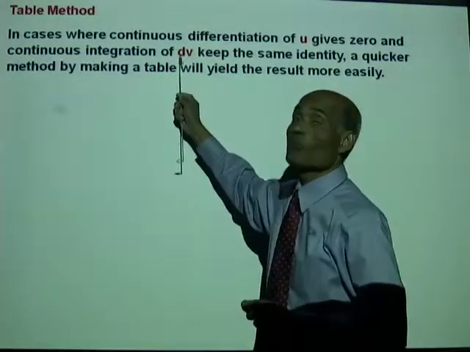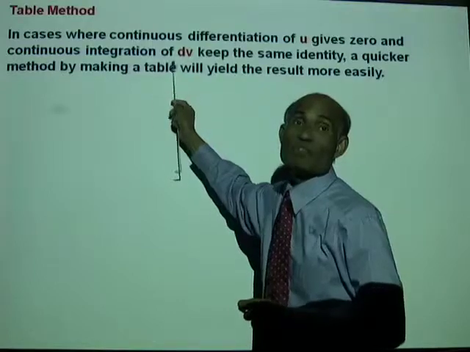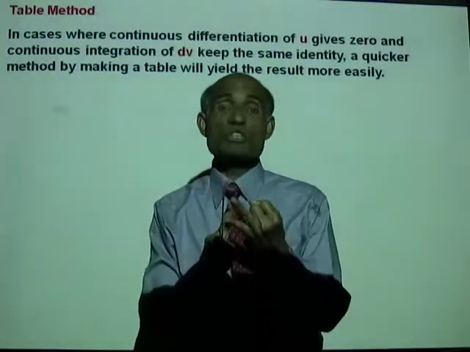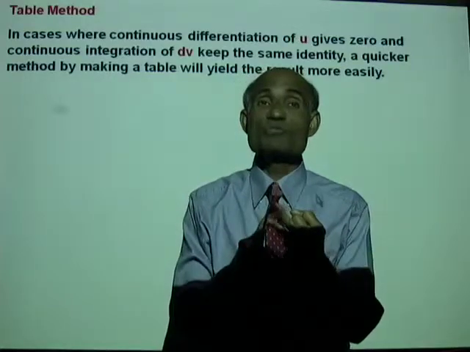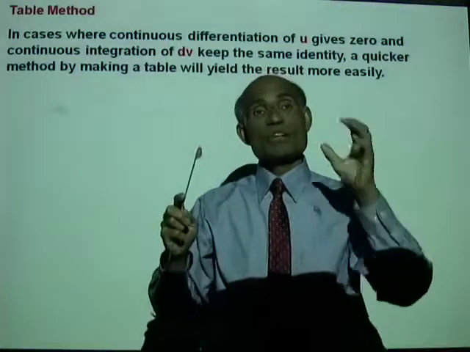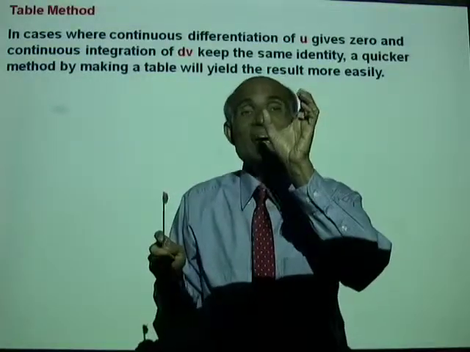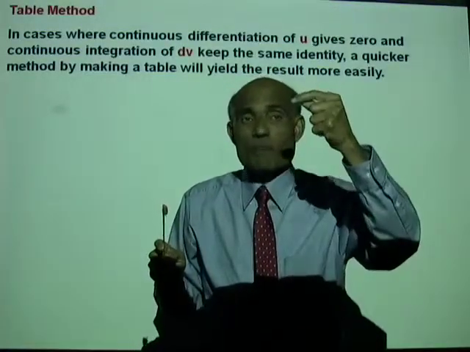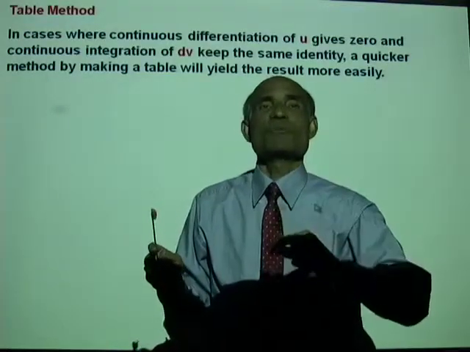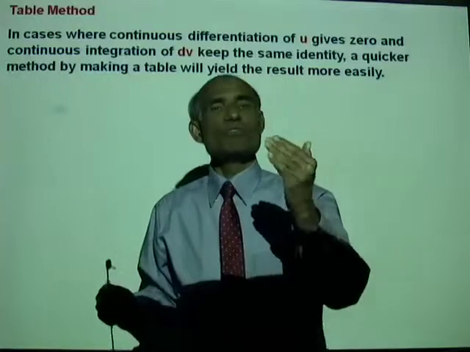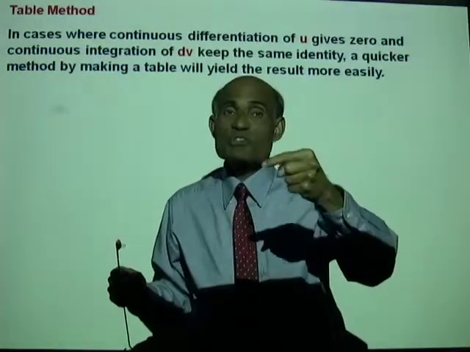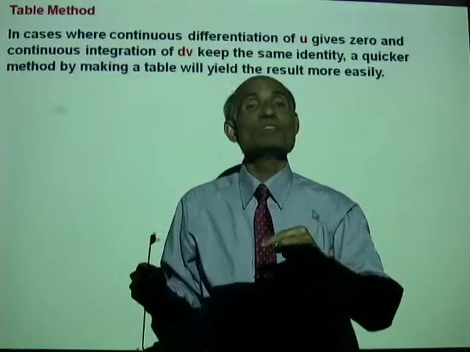And that is the form of dv that will suit for the table method. So there are two conditions to be satisfied if you want to use the table method. What are the conditions? One is the quantity you choose as u. When you differentiate it continuously, you must get 0. In other words, if you have x to the power of 4, when you differentiate x to the power of 4 continuously, you get 0.